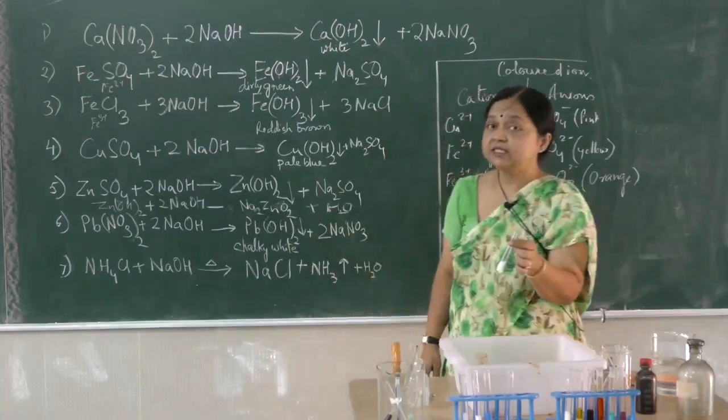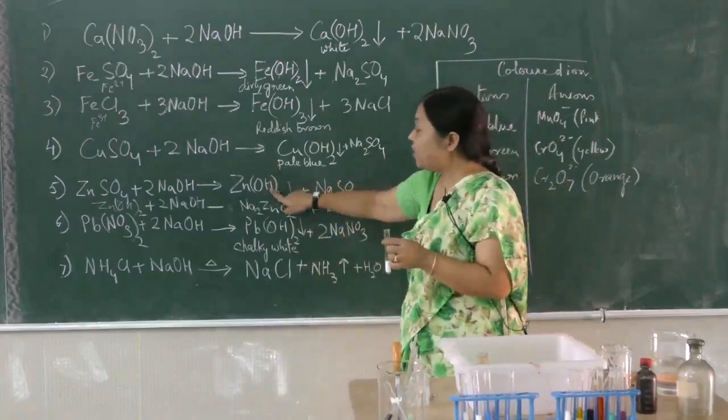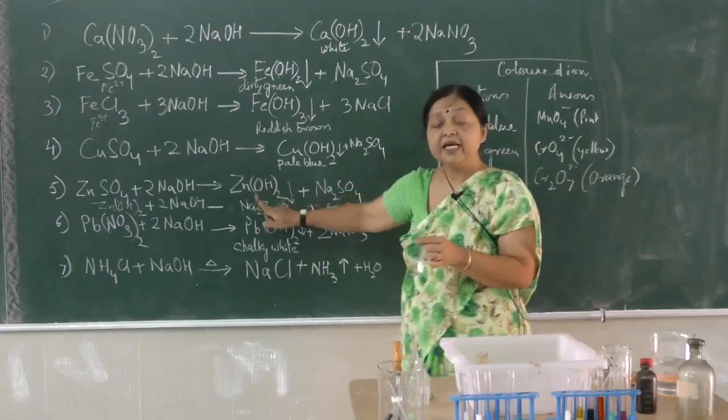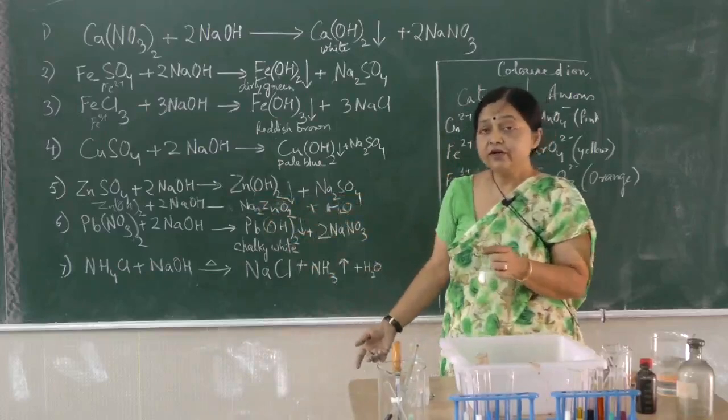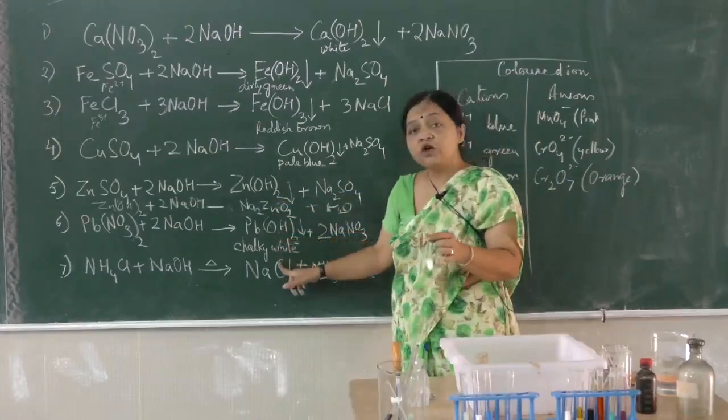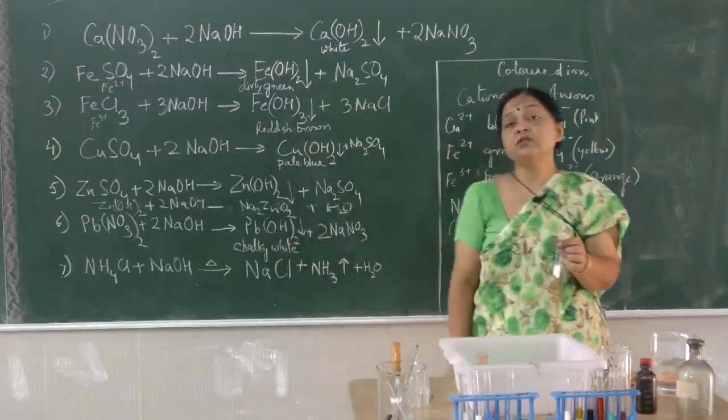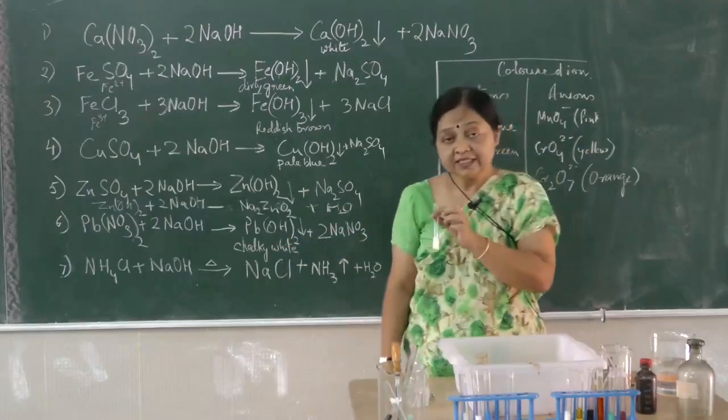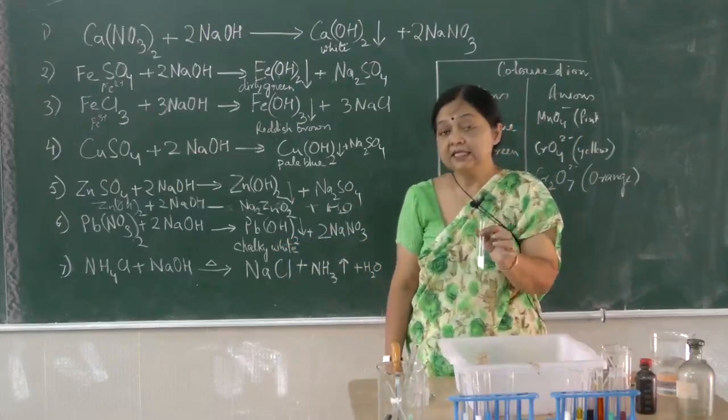So this can't be used as a distinguishing test. It means zinc hydroxide, which is a gelatinous white precipitate, is also soluble in excess of reagent, and lead hydroxide, which is a chalky white precipitate, is also soluble in excess of reagent. So it is not accepted as a distinguishing test.